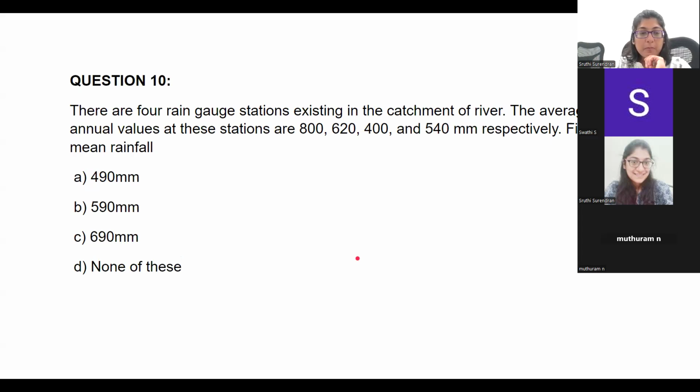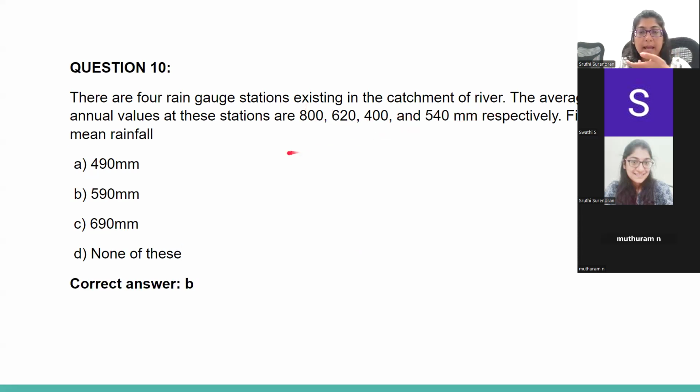Okay, this is a very simple problem. So yes, your answer is right, Muttaram. It is 590 mm. You just add the four numbers and divide by 4 and you will get 590 mm. This is a very simple numerical that can come.